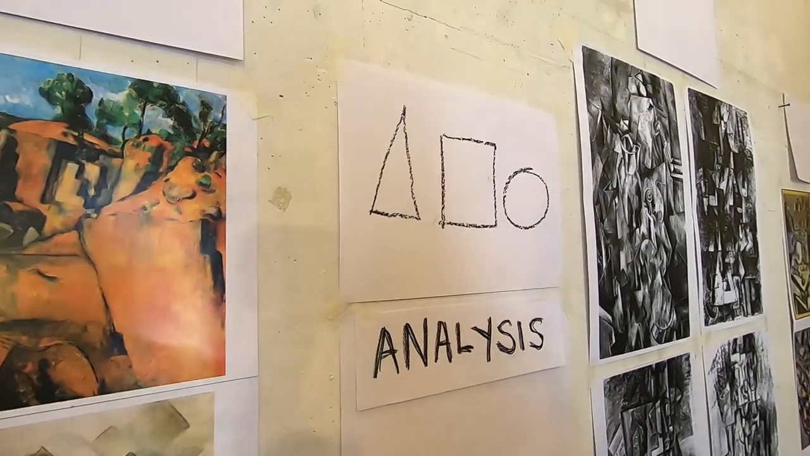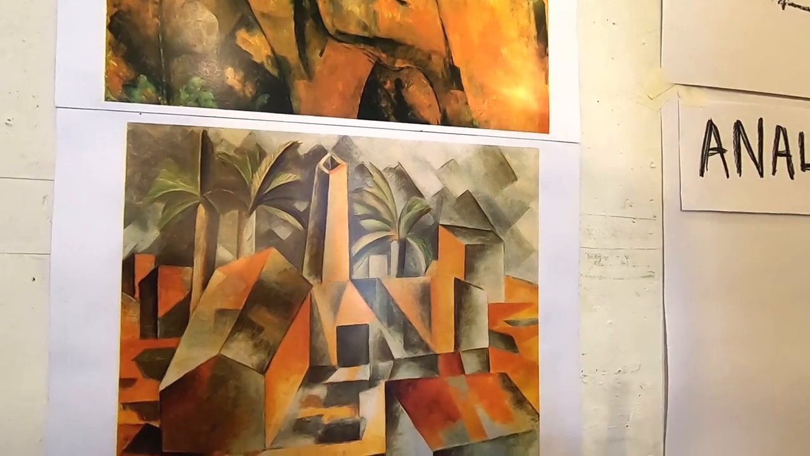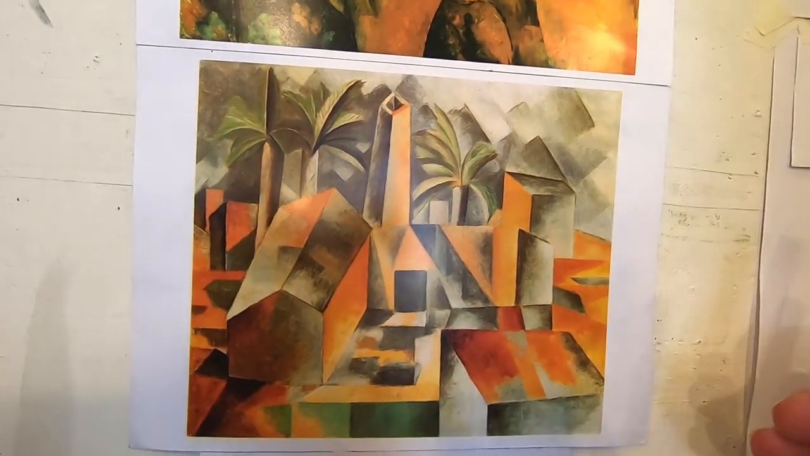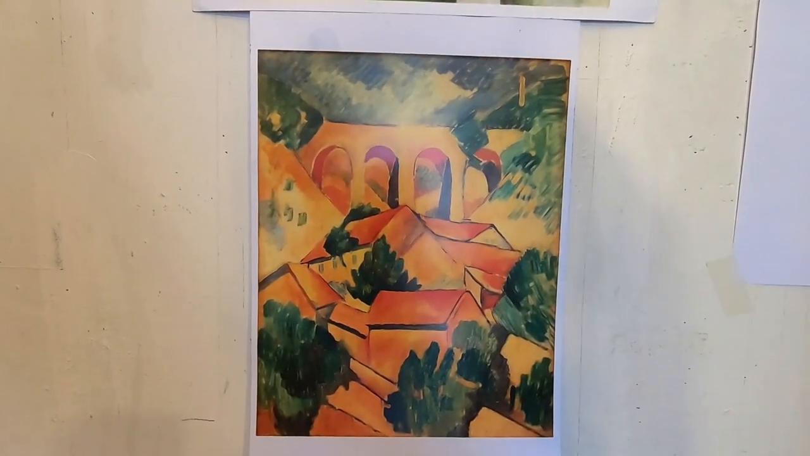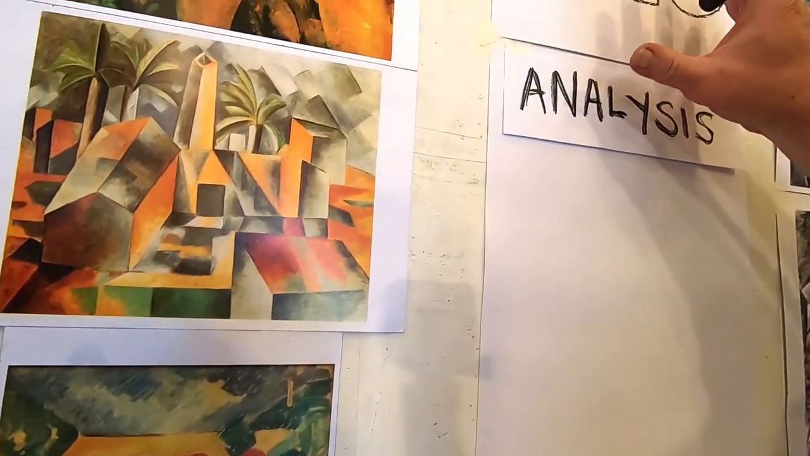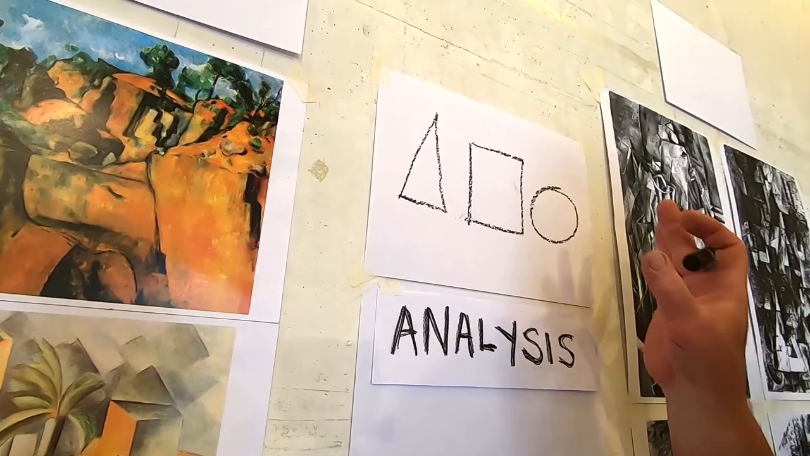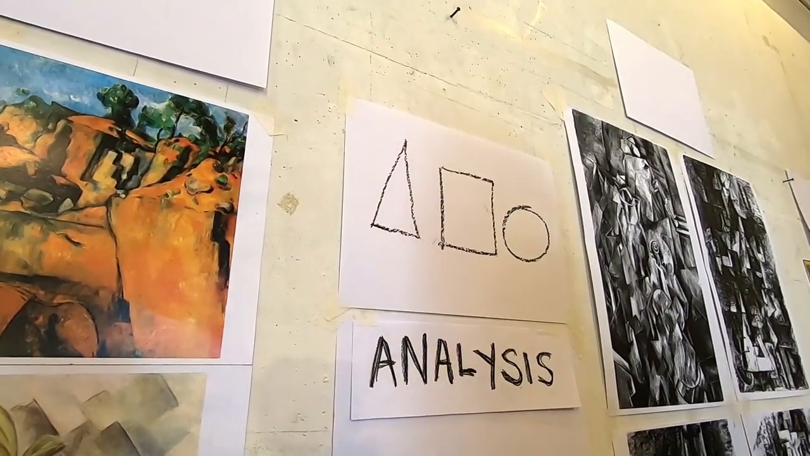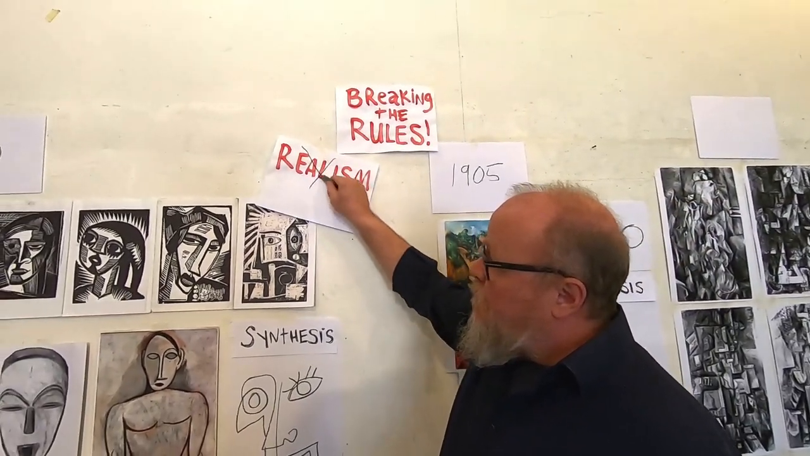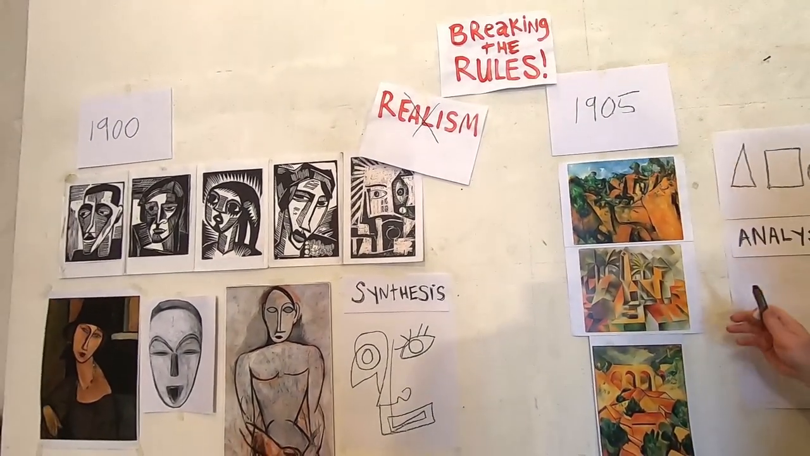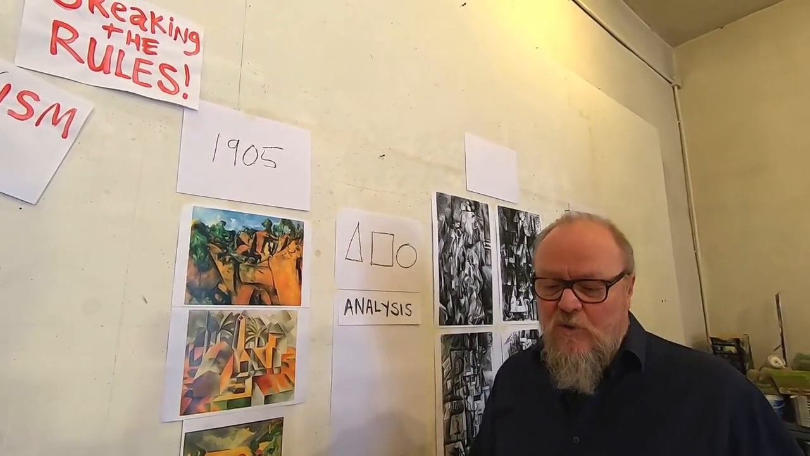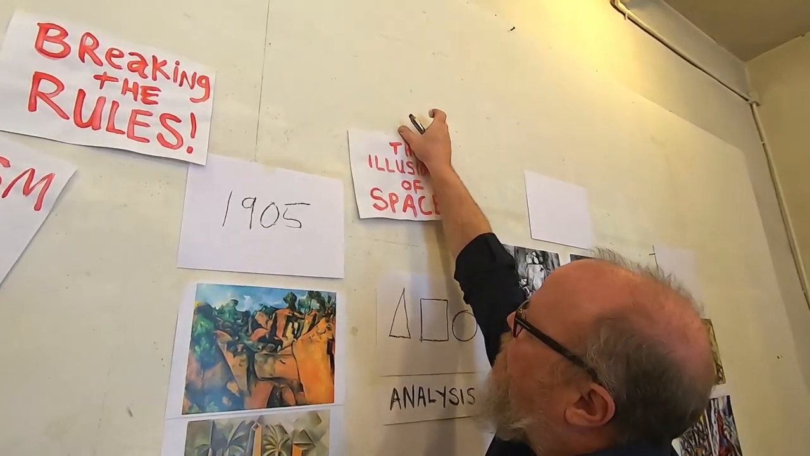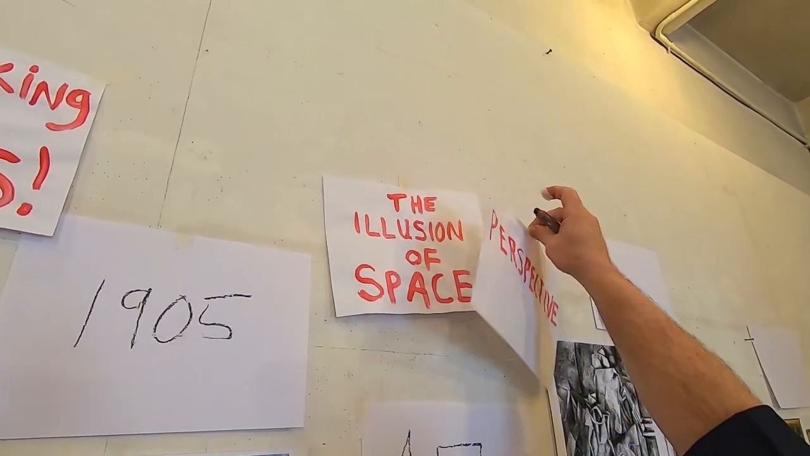And this was something that Pablo Picasso, in particular, really took home, okay? And a good friend of his, Georges Braque, they both began to work together, applying the philosophy that everything they see should be filtered through these very fundamental geometric forms. And this is called analysis. If the German expressionists were breaking the golden rule of realism through synthesis, Pablo Picasso and Georges Braque, more or less around 1905, began to break the golden rules of the illusion of space and perspective.